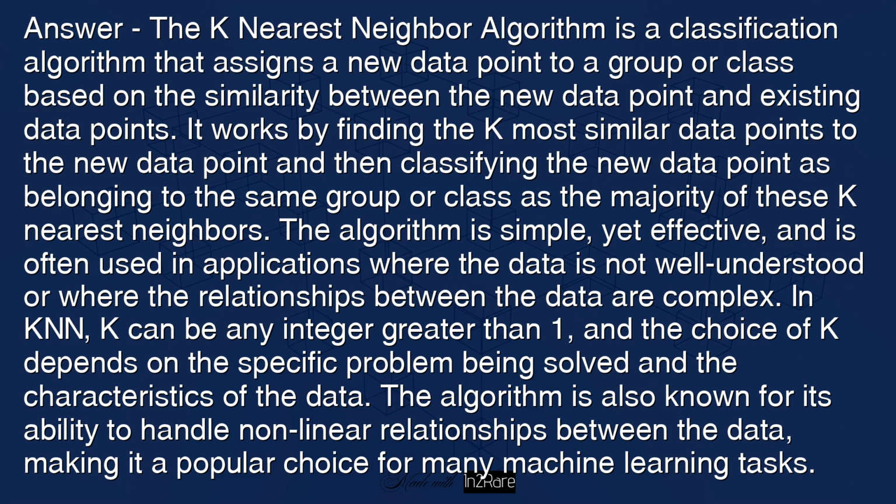In KNN, k can be any integer greater than 1, and the choice of k depends on the specific problem being solved and the characteristics of the data. The algorithm is also known for its ability to handle nonlinear relationships between the data, making it a popular choice for many machine learning tasks.